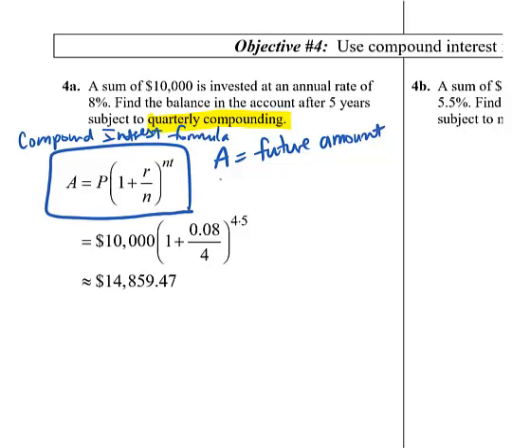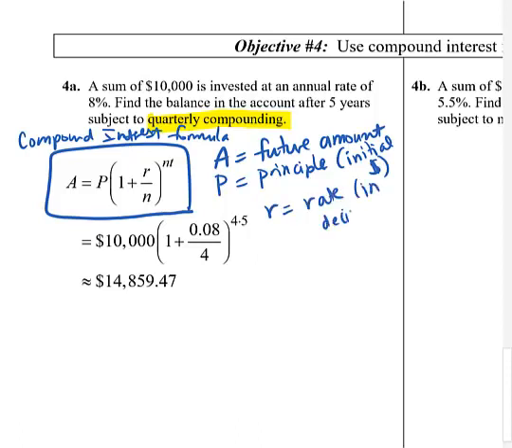And then the P, I think that's pretty clear. The P is the principal, or the initial amount of money that you're investing in your savings account or you're taking out as a loan. What else is there? R is the interest rate in decimal form. So that's what you've got to be careful of. If they give you a percentage, you've got to put it in decimal form.